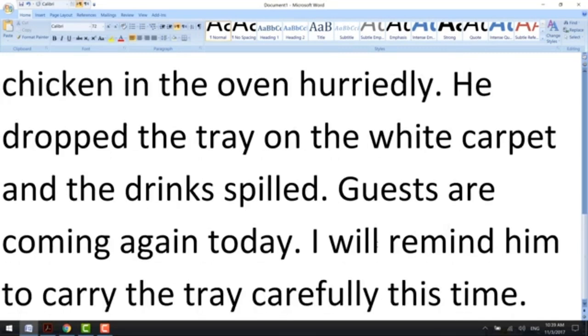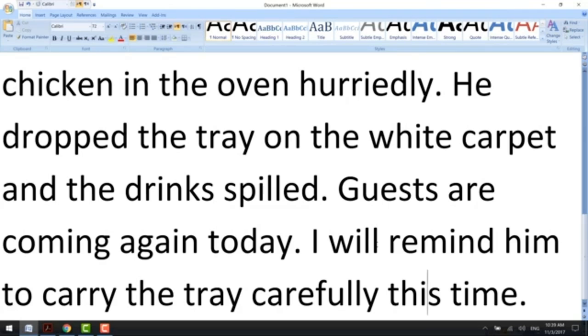A little bit more left. He dropped the tray on the white carpet and the drinks spilled. He is a person. That's an ism. Dropped is in the past. That makes it a fi'l. The is a harf because it doesn't make sense by itself. Tray is a thing, so that's an ism.